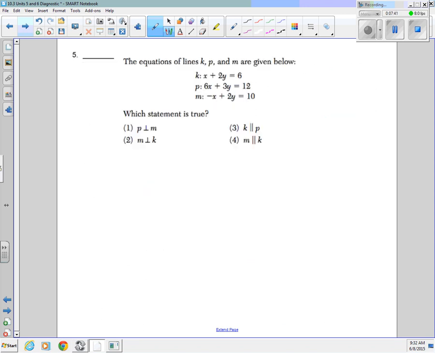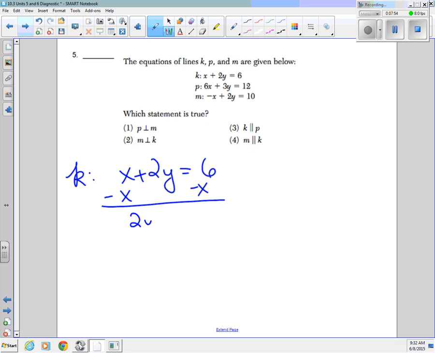All right, number 5. I have 3 equations of lines, and it's asking me which statement is true. Again, I would want to solve each line's equation. So I have x plus 2y equals 6. I'll subtract x from both sides. I get 2y equals negative x plus 6, divided by 2. I get y equals negative 1/2 x plus 3. A lot of people, this was actually a test question for you guys when we did this unit, wrote negative 2 here. There's a 1 in front of the x already, and we're dividing by 2, so we get y equals negative 1/2 x plus 3. That's K.